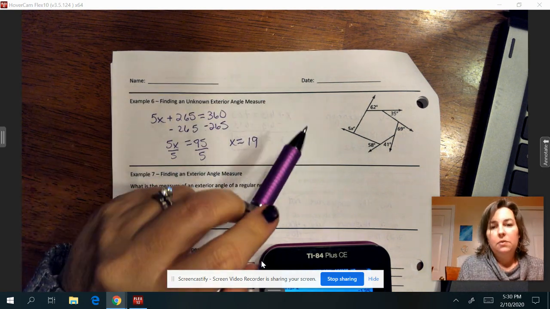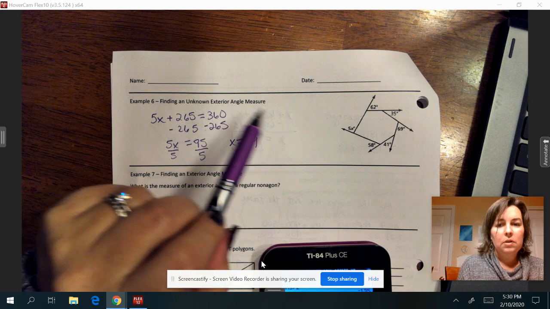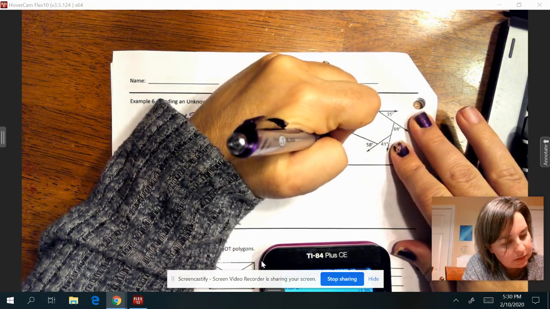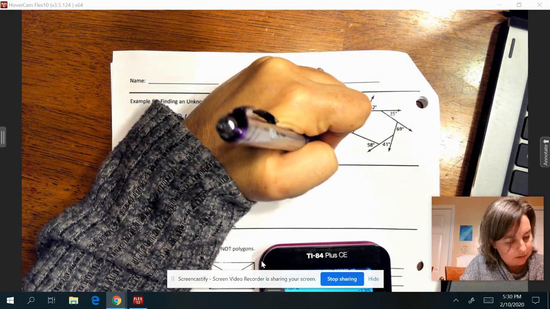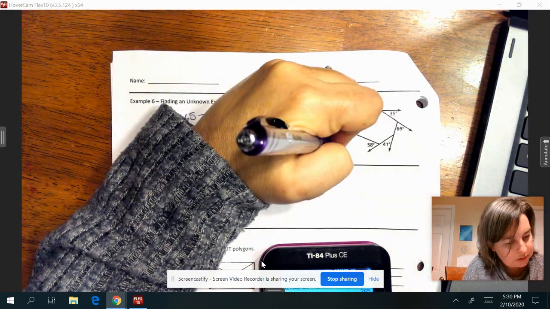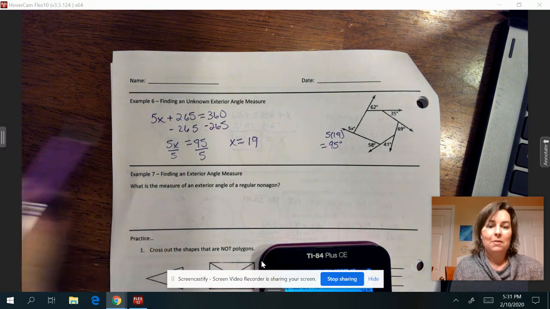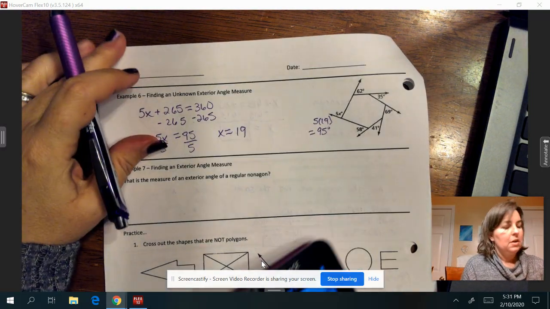But if I tell you to find the measure of the unknown exterior angles, I'd have to do 5 times 19, which is 95. Oh, I knew that. 5x was 95. Perfect. Okay.